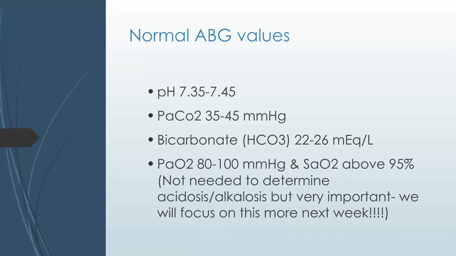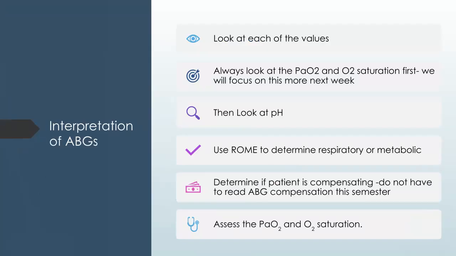You don't need to know these to determine acidosis or alkalosis, but it does tell you the status of your patient. So it's really important. The way we actually interpret ABGs is we're going to look at each of the values. You always look at the PaO2 and O2 saturation first, so that we know if we need to put somebody on oxygen right away. We'll focus on this next week.